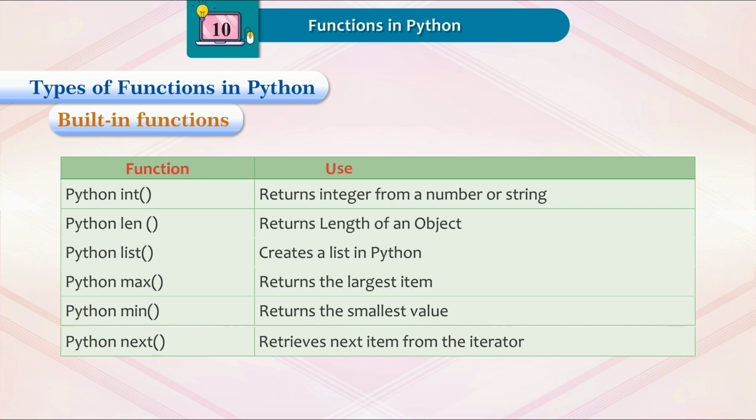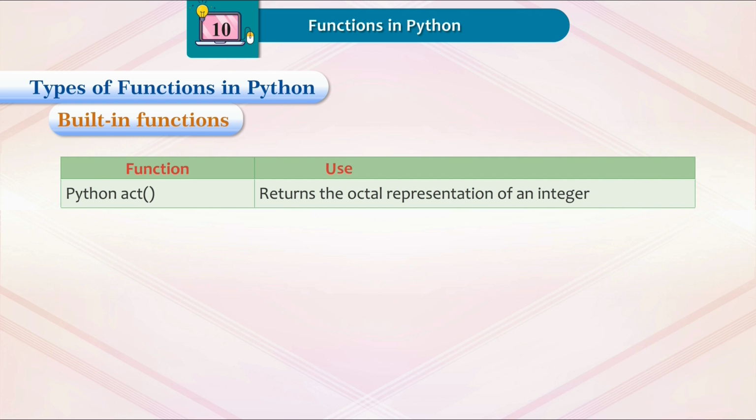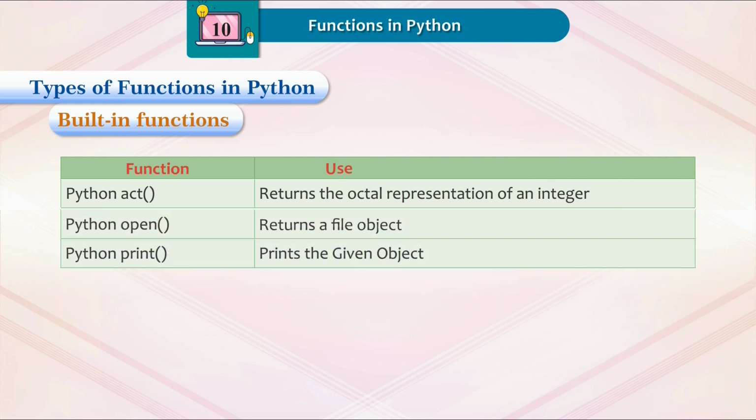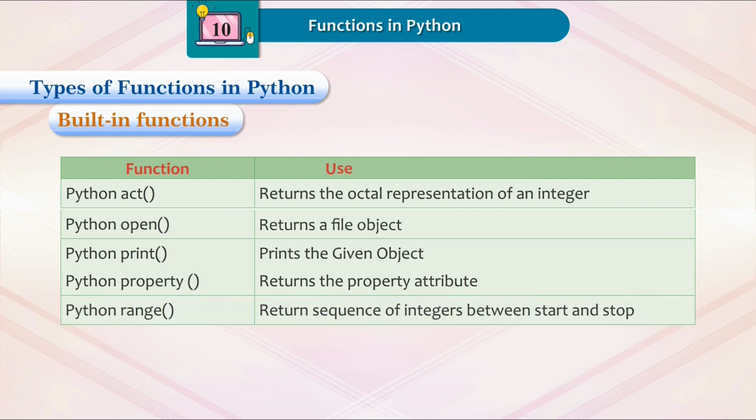Python next retrieves next item from the iterator. Python object creates a featureless object. Python oct returns the octal representation of an integer. Python open returns a file object. Python print prints the given object. Python property returns the property attribute.